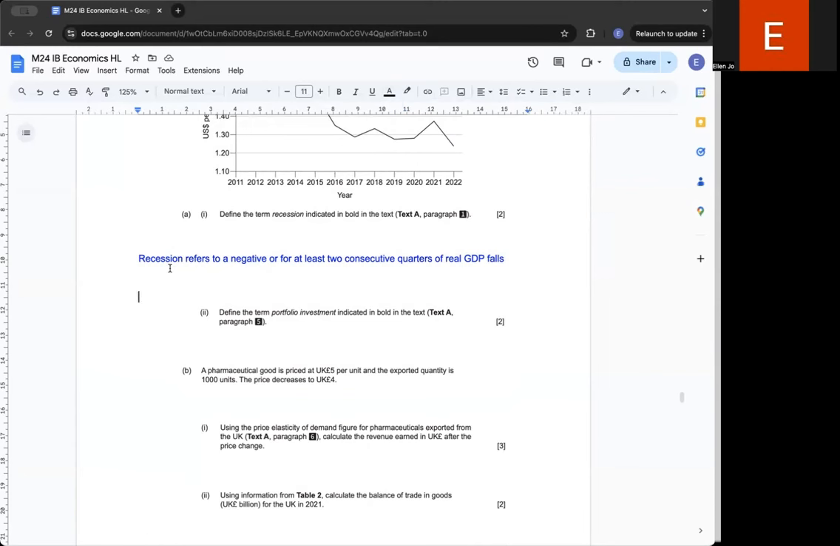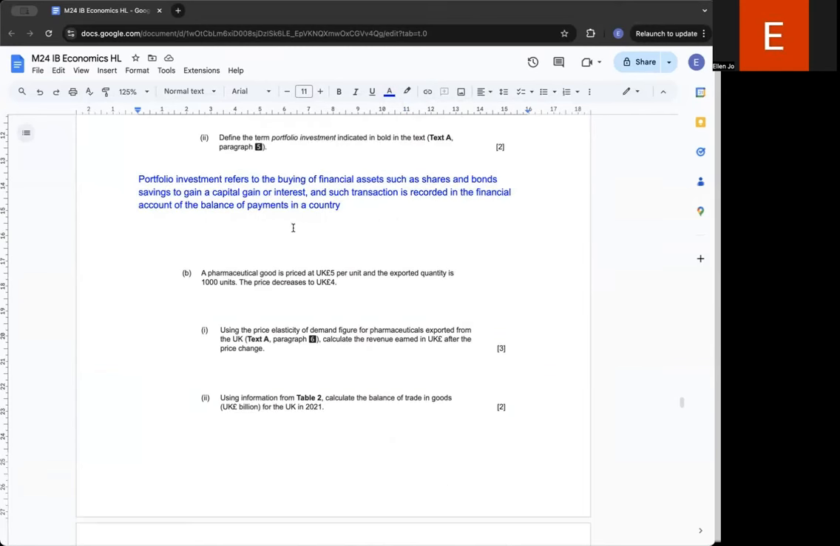Question A2. Define the term portfolio investment indicated in bold in the text. It refers to the buying of financial assets, such as shares and bonds, to gain a capital gain or interest, and such a transaction is recorded in the financial account of the balance of payments in a country.